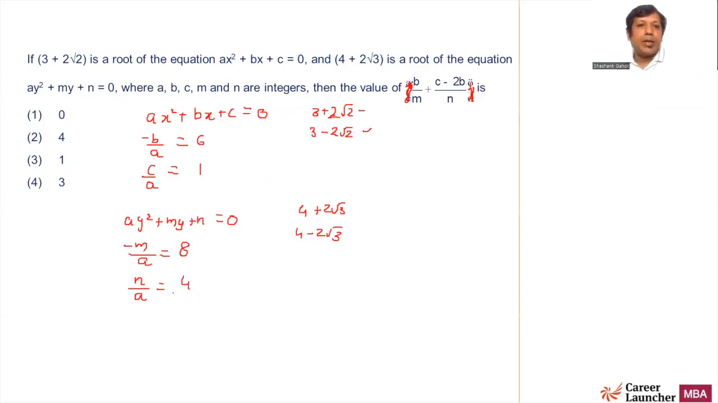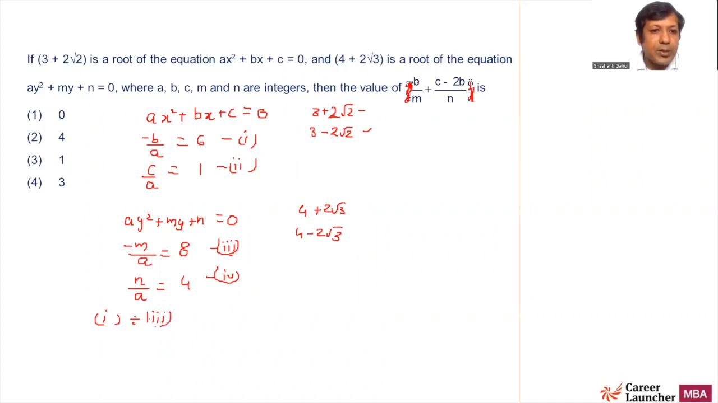Now what is the question talking about? Find out the value of b upon n. So let's say this is equation 1, this is equation 2, this is equation 3, and this is equation 4. So I am doing 1 divided by 3. That is directly going to give me b upon m, and this comes out to be 6 upon 8. Sorry, this is not a, this should be m. So this comes out to be 3 upon 4.